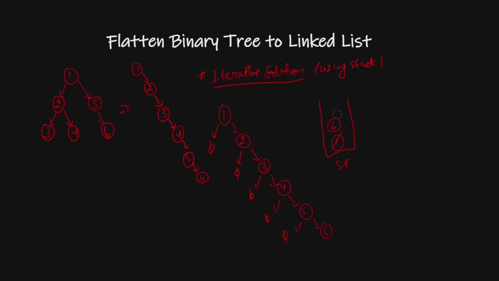Then we will pop 6 from here, and once I pop 6, its left and right are null, so I will not push anything. Now finally I will make its left null, and its right has nothing, so it will remain null. And once my stack is empty, I will return my root. So I will return this, and you can see that I have made my binary tree into a linked list. So this is our iterative solution, and now let's check out the code.